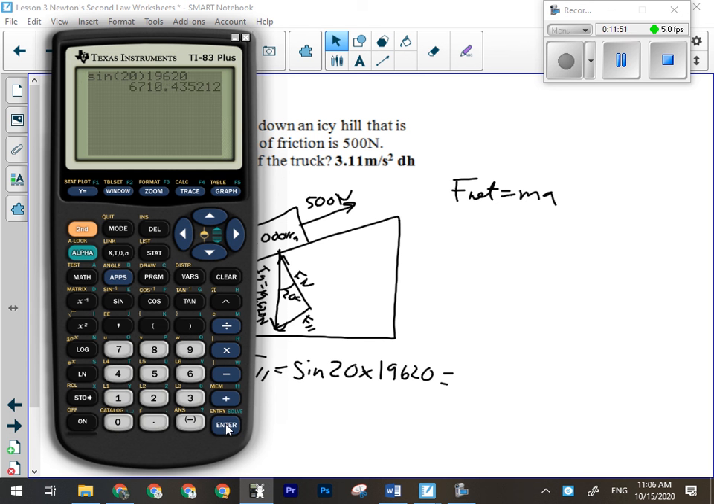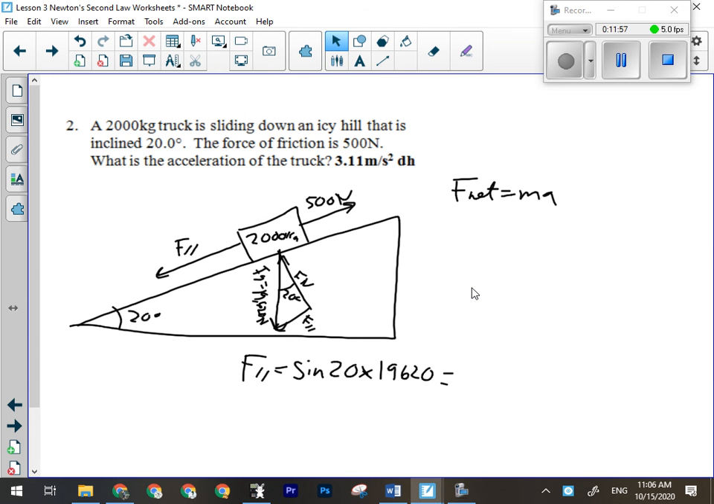All right, so we're looking at 6,710 newtons going down the hill, 500 newtons going up the hill. But this would be a situation where something would slide down an icy hill. There's not very much friction. That ice is very, very slippery, obviously. And there's a fair amount of force pulling this thing down the hill.